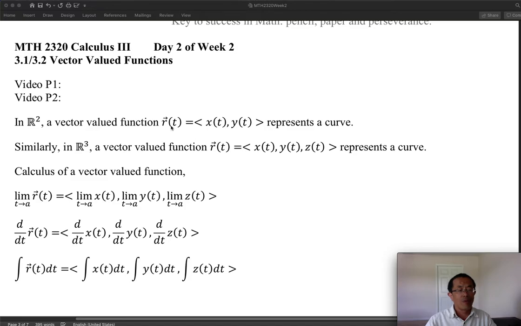For example, this is a very general form of a vector-valued function in the two-dimensional space. And in the three-dimensional space, certainly we have three components. Also, you may want to know that, in either the two-dimensional or three-dimensional case, a vector-valued function really represents a curve.